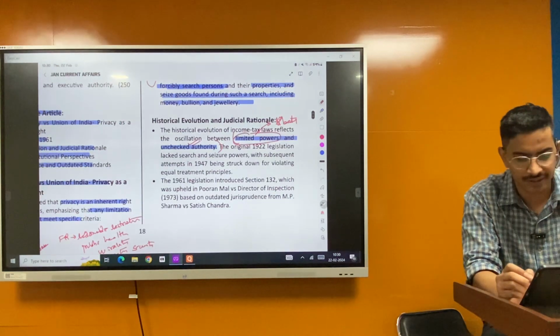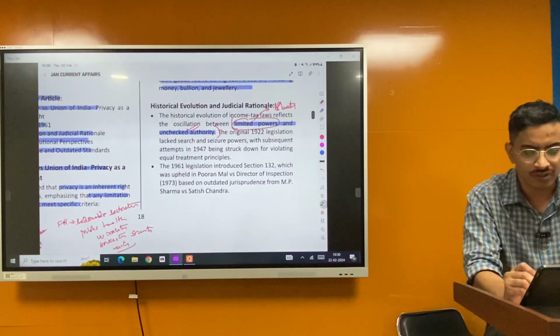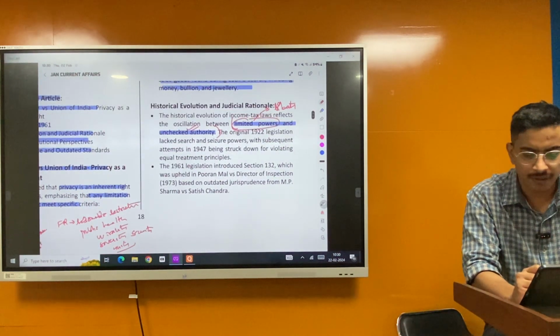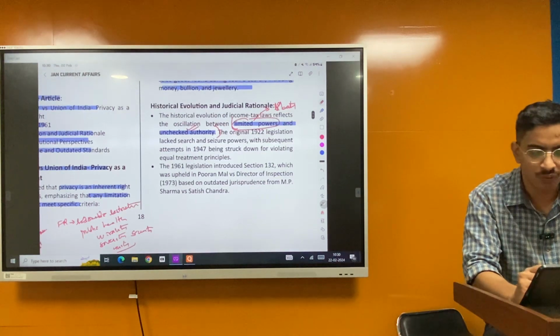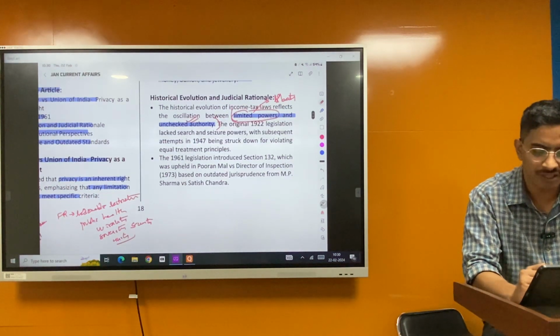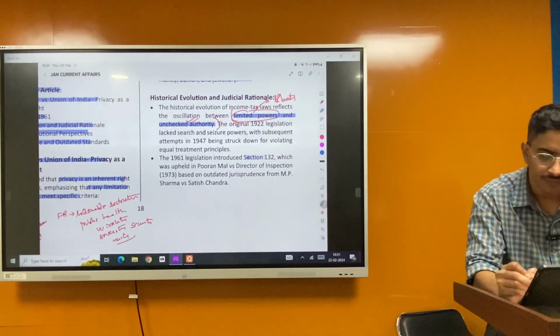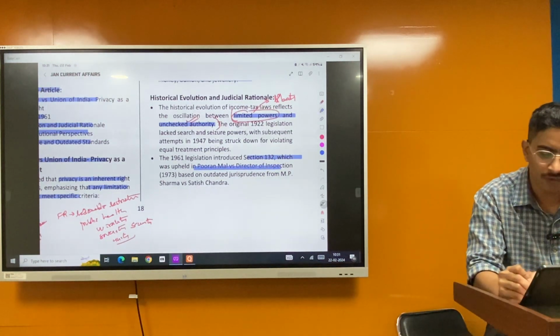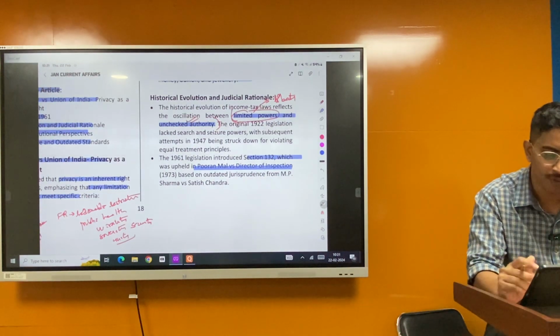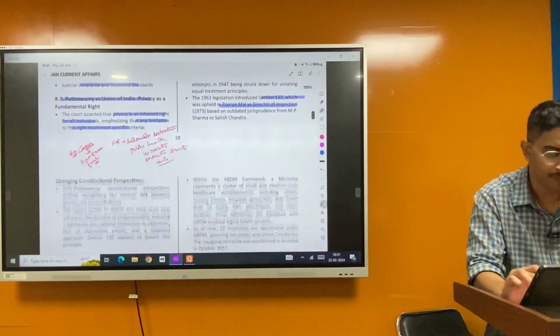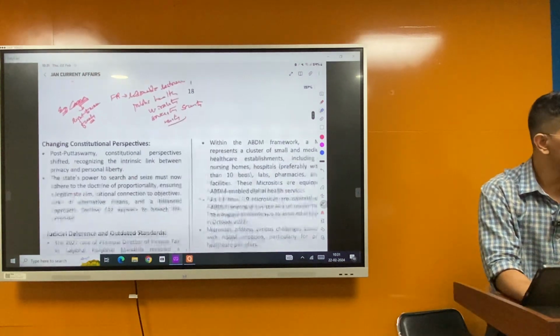1922 legislation lacked search and seizure power, with a subsequent attempt in 1947 being struck down for violating the equal treatment principle. The 1961 legislation introduced Section 132, which was upheld in Pooranmal versus Director of Inspection, based on outdated jurisprudence from MP Sharma versus Satish Sharma, changing constitutional perspective.